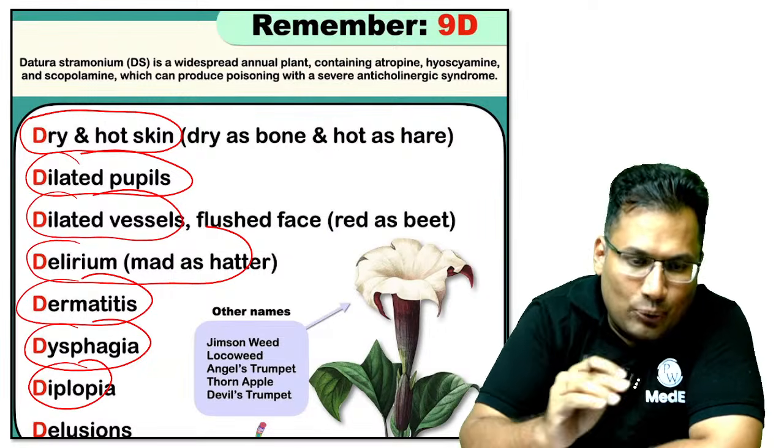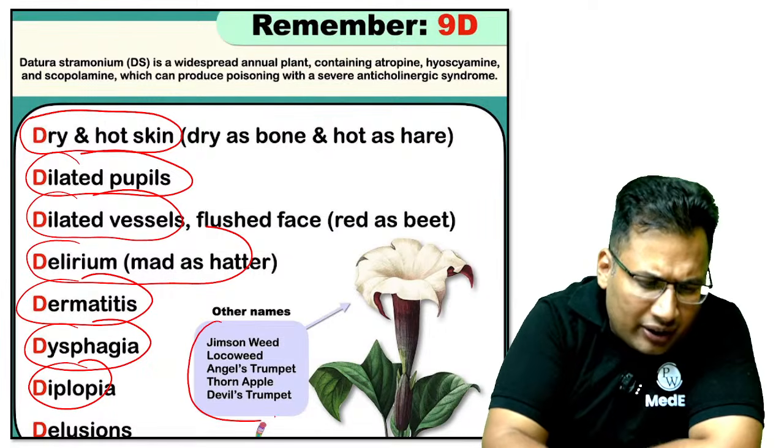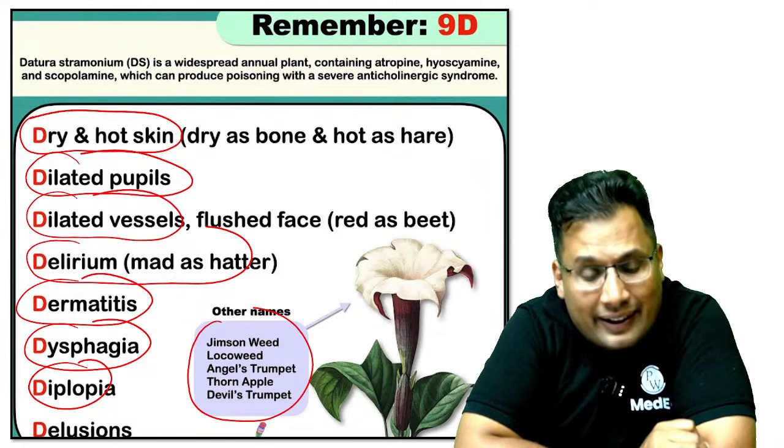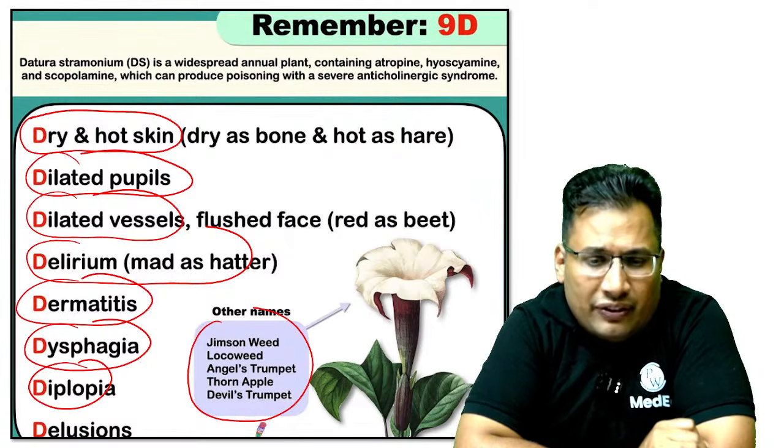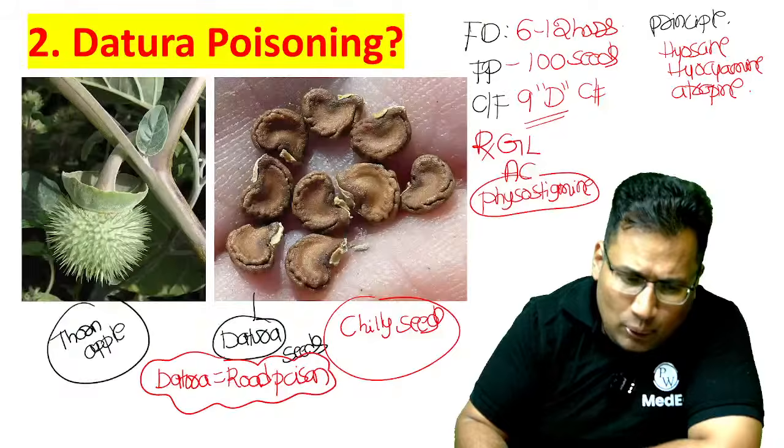So this is about Datura, and it is also known as Jimson weed, locoweed, angel's trumpet, thorn apple, devil's trumpet. All these are other names of Datura. If you write this, it is more than sufficient.